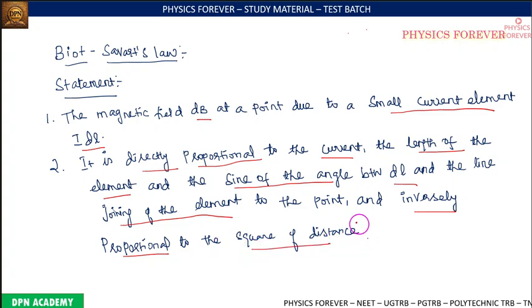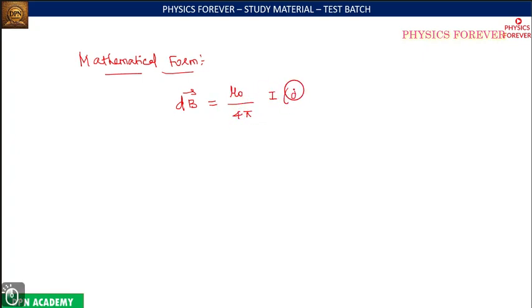Okay, so in the next slide when we write the formula you can easily understand. So how to write that mathematical formula? For the statement given, if we write the formula you can easily understand. So dB, there should be mu naught by 4 pi, then I dl cross r cap divided by r square.